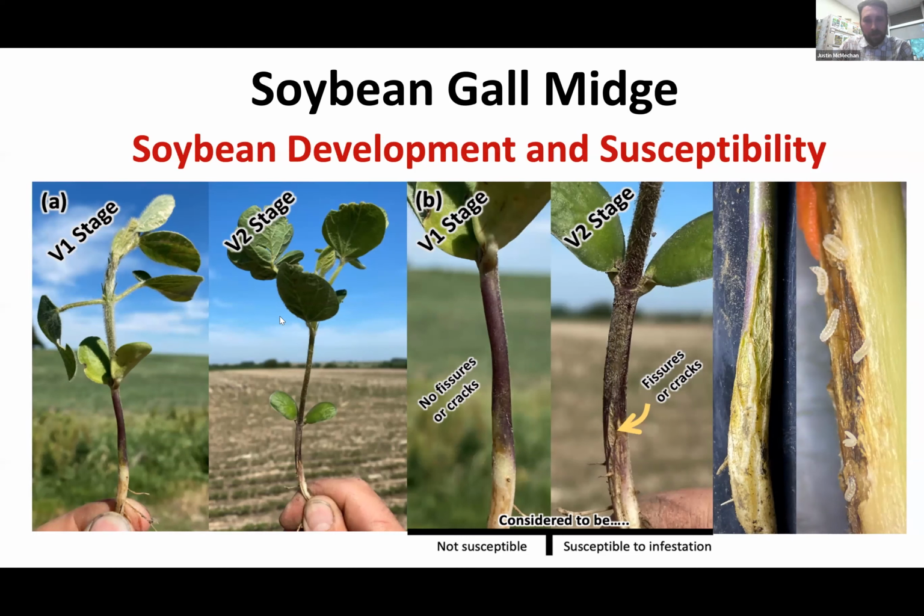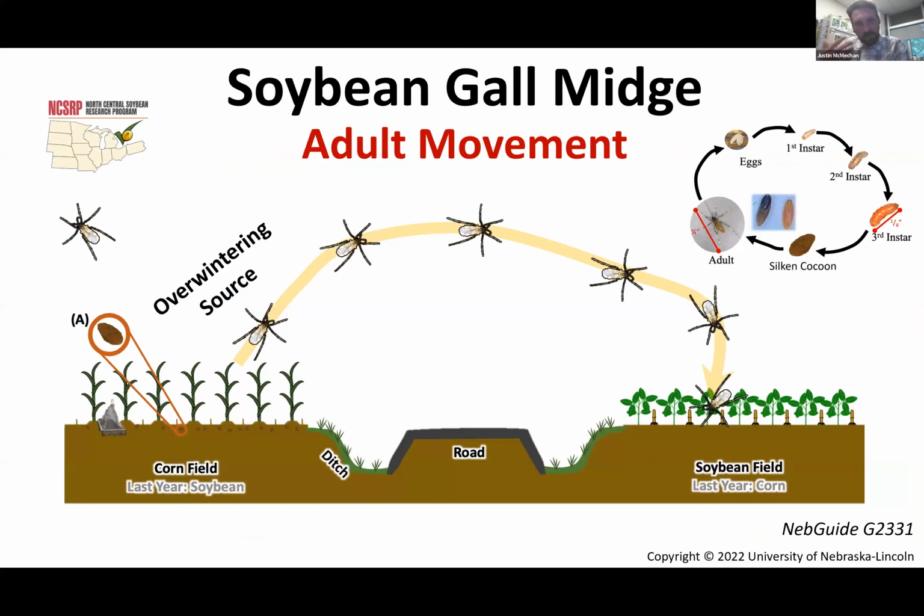A V1 stage plant has no real fissures or cracks. If you look at a close-up here, it's a nice smooth stem. And then as soon as we hit that V2 stage with 2 trifoliates present, you can see that fissure or crack show up. That's really critical to the infestation. And if you peel back those areas, you can find them. It looks like we need those fissures or cracks on soybeans to have a susceptible plant for infestation. Once they're in soybeans and we have that infestation, it's pretty hard to estimate the number of generations that can turn over on soybeans, but a good indication is that we can have 1 full generation, possibly 2, on the current year's soybeans before we get into the fall and winter.